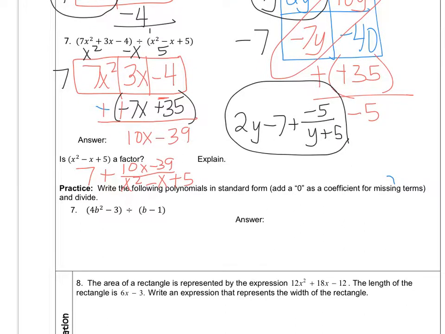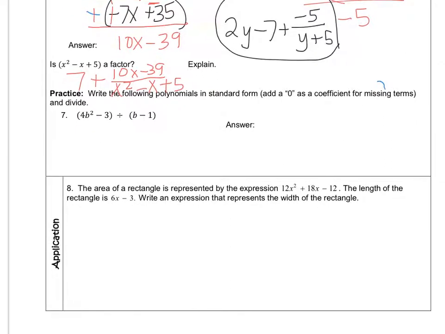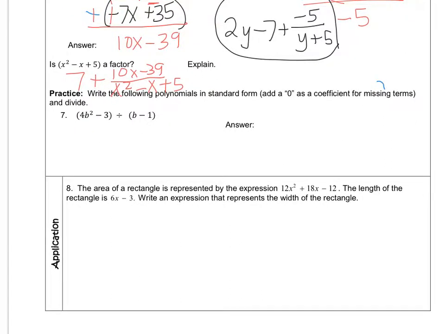Okay, the very last one that we are going to do is we are going to work on number 7. So number 7 doesn't have all three terms. It's missing its middle term. So our middle term we know is going to have to be a 0b. So our factors are going to have to add up to a 0. So 4b squared and negative 3 and b minus 1 up on top.